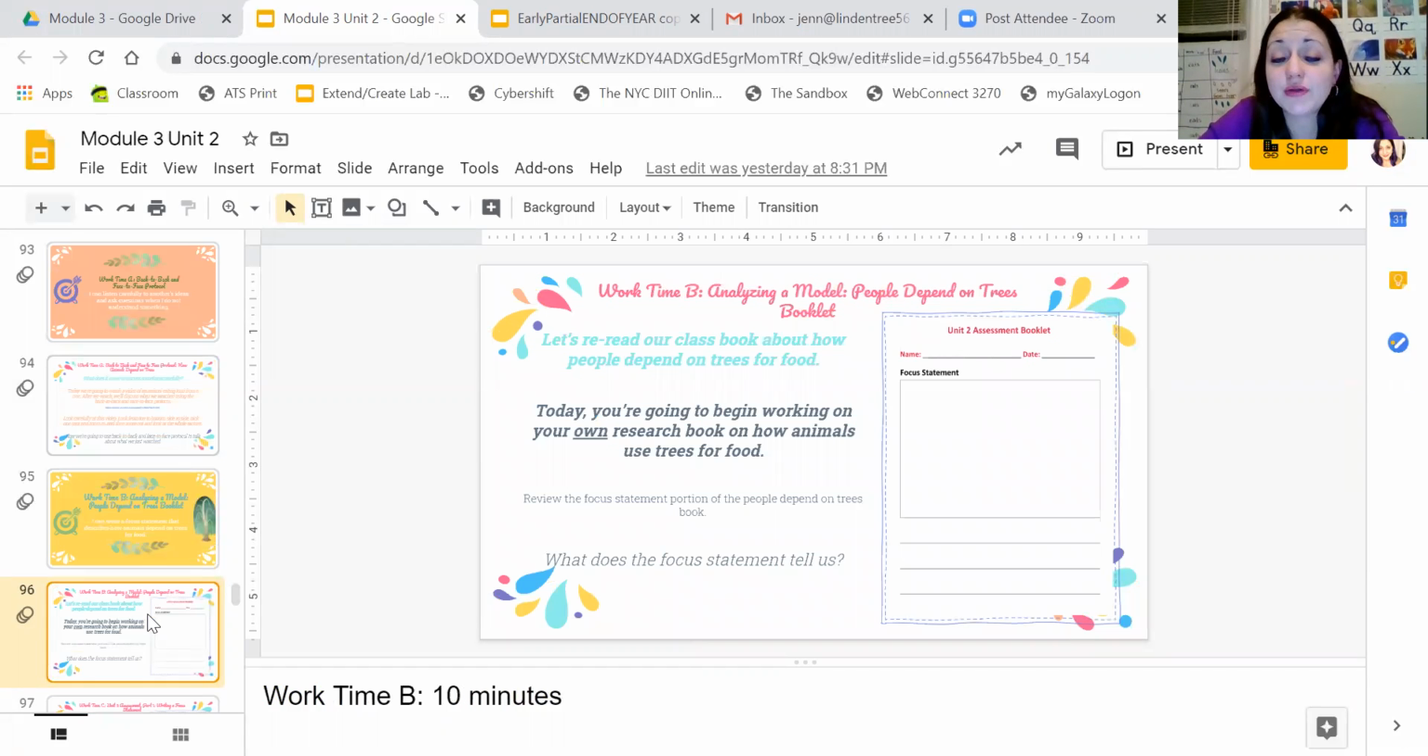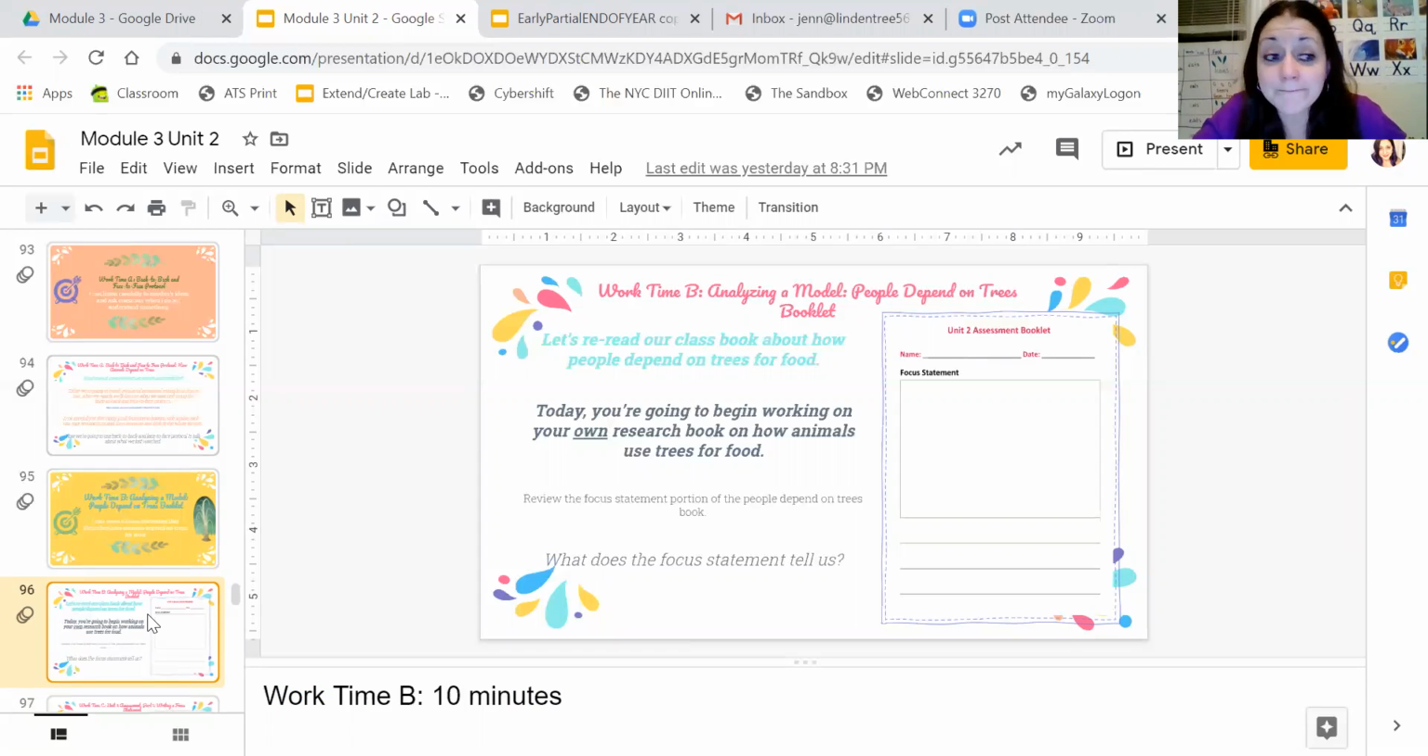Okay, my loves. Now, you know what's so silly? The books that you took home are your module 3 and 4 work booklets. Miss Ewan thought that this page was in the workbooks, but it's not, because why would it be? So we are going to do something similar to what we did with people depending on trees. Remember, we depended on trees. You made your booklets. You wrote a focus statement. You wrote detail sentences. Now you're going to do the same thing for how animals use trees for food.